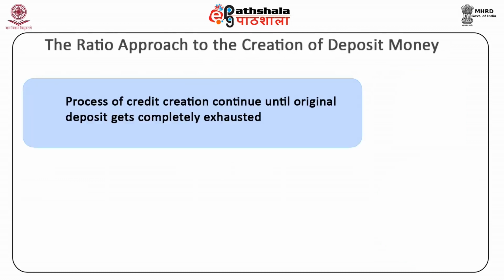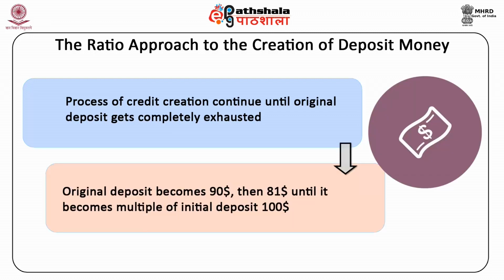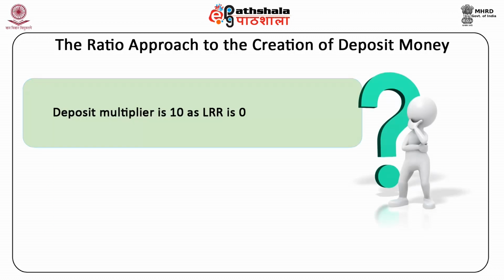This process of credit creation in the multi-bank system will continue until the original deposit gets completely exhausted in the system. The original deposit of $100 becomes $90, then $81, which will again keep on expanding until the sum becomes a multiple of the initial deposit of $100. In this case, the value of deposit multiplier is 10 as LRR is 0.1.